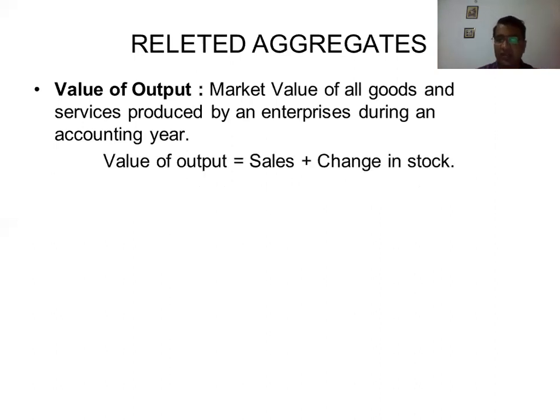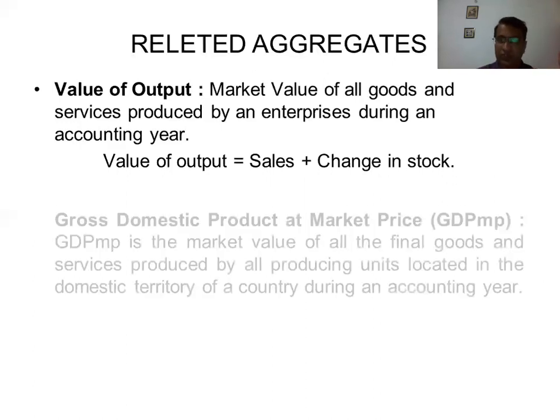How to calculate that value of output? Value of output is equal to sales plus change in stock. In sales, we calculate price into output, the total output in a country into price. The total sale in a country plus change in stock, the total of this is called the value of output.